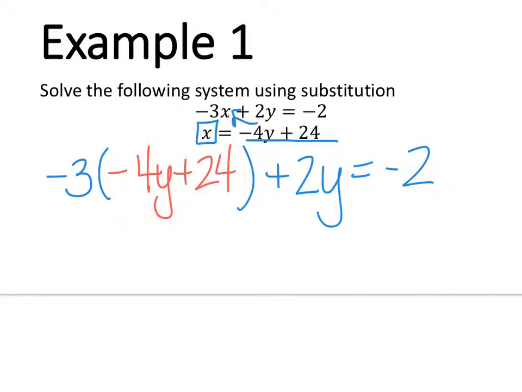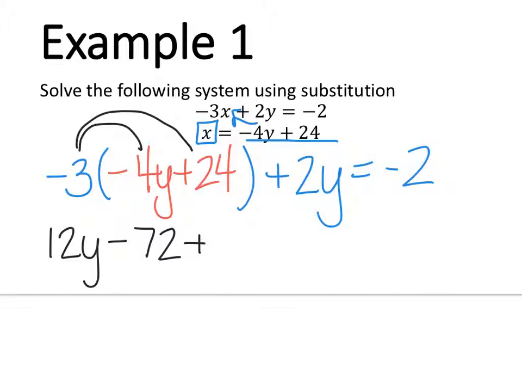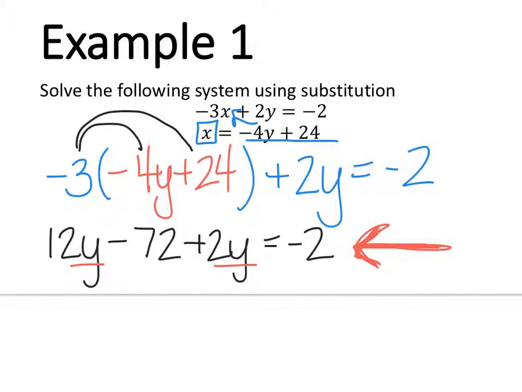And from here, I can just solve like normal. So I need to distribute this -3 first. So this will be 12y minus 72 plus 2y equals -2. You'll notice in this step, as soon as I simplify this, when I substitute it in for x, now I have one equation with only one type of variable. So from here, I just combine like terms.